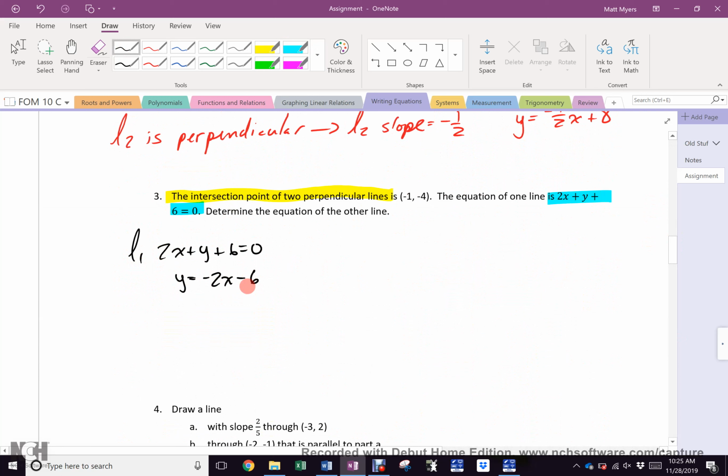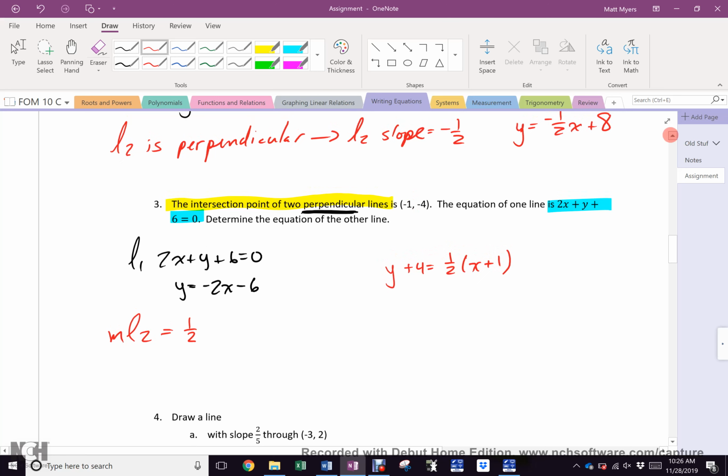Right? The other line is perpendicular to that. So what is line 2's slope? Line 1 is negative 2. Oh, what did you say? Oh, okay. I only heard negative 2. It is 1/2. Now you have a slope and a point. So line 2 is y plus 4 equals 1/2 x minus plus 1. These are worth 2 each.